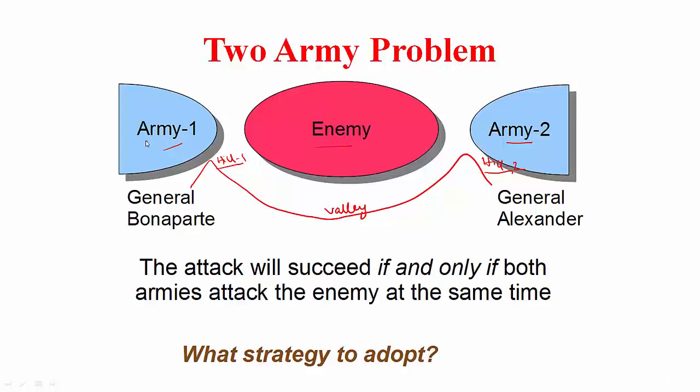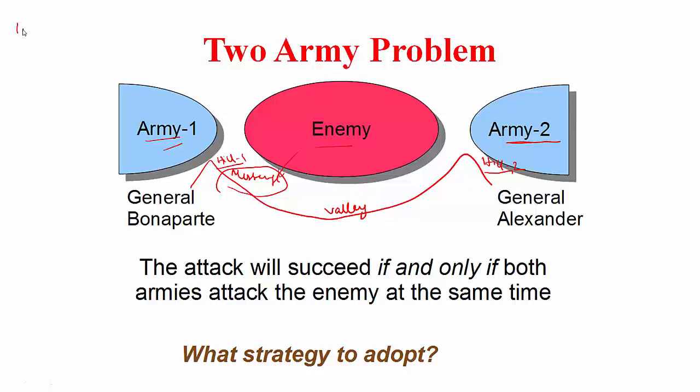And here is the problem. Both Army 1 and Army 2 need to decide on when to attack this red army, for which they need to communicate, and the messenger who is going to communicate has to go through the valley to deliver this message to Army 2, and there is a danger that this messenger could be captured by the enemy. So what strategy should they adopt to ensure that they both attack the red army at the same time? So think about it. Well, there is no solution to this problem.